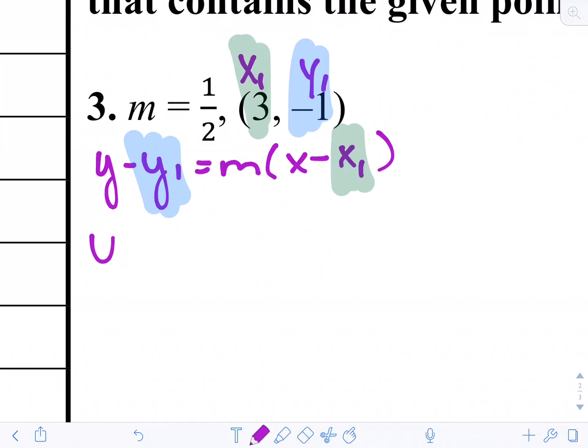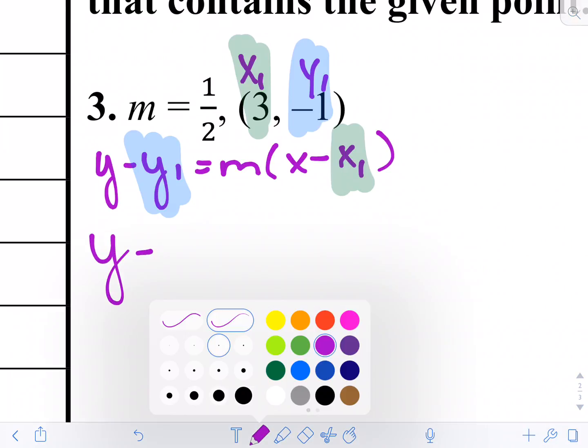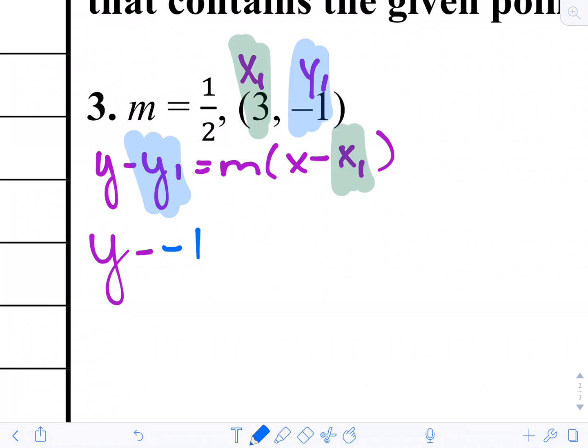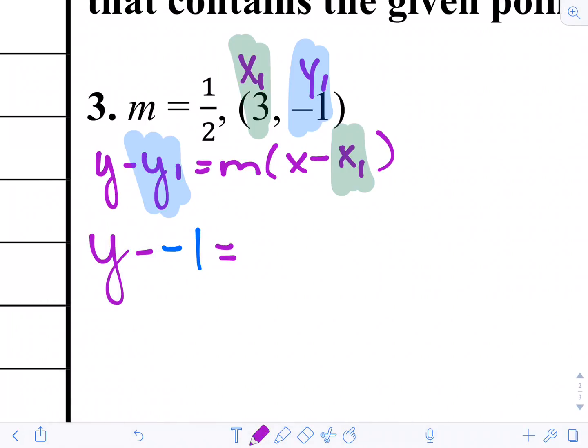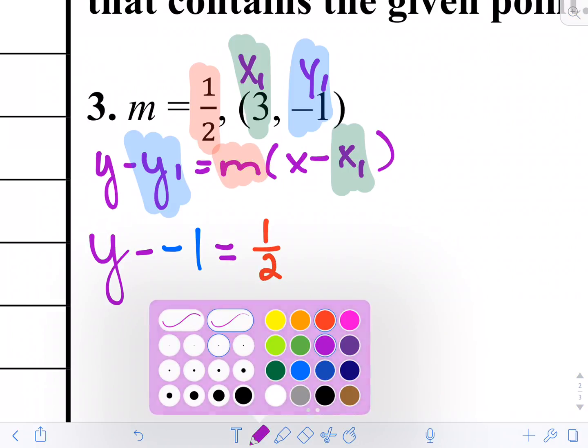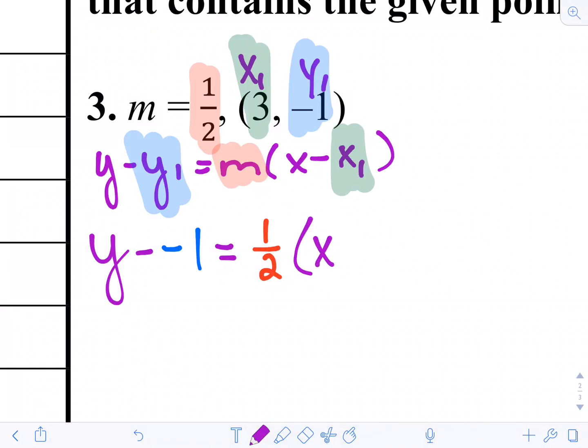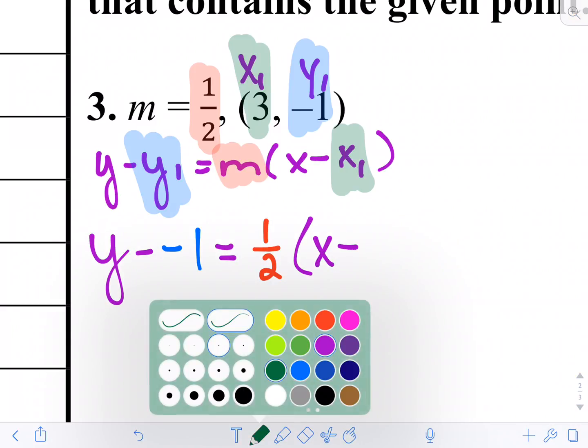Okay, so here we go. We have y minus my y1. My y1 is a negative 1, is equal to, okay, my m, I can highlight my m too if you want, makes it easier to see the pieces. Okay, so my m is 1/2, so that's what has to go here. So 1/2, and then I have parentheses, x minus my x1 is 3.